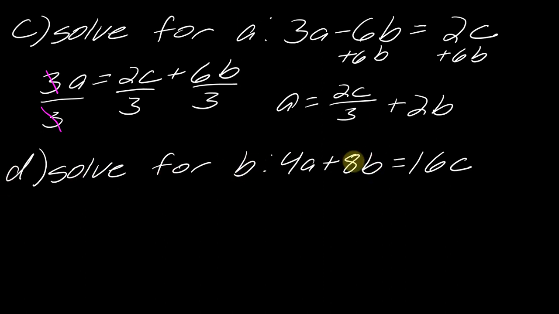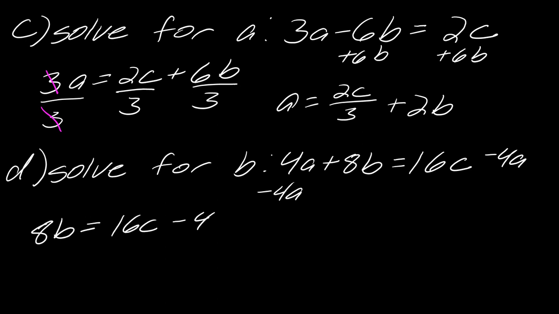Okay, so in this case, I want to have the 8b, so that's right here. I want to get this by itself. So first I need to get rid of this 4a, so I can do that by subtracting. So I'll subtract off the 4a on both sides like this. So now I've got 8b equals 16c minus 4a. So to finish getting b by itself, I need to divide by 8. So I'm going to just divide each part by 8.